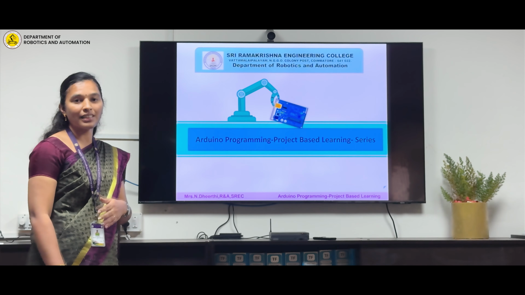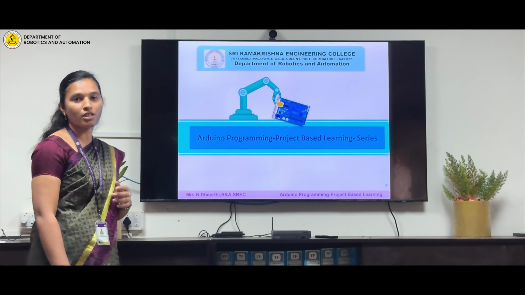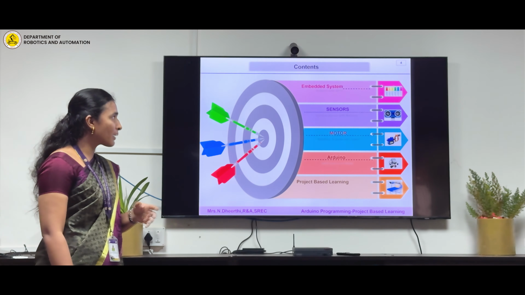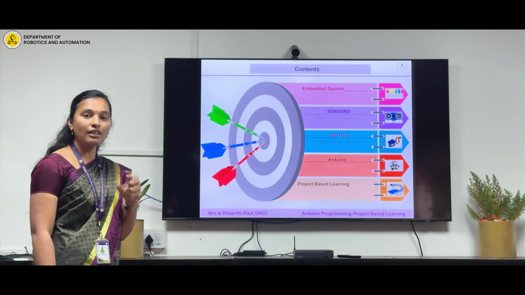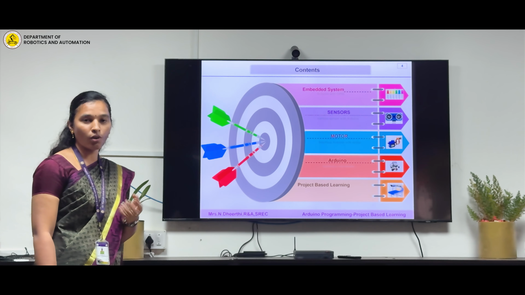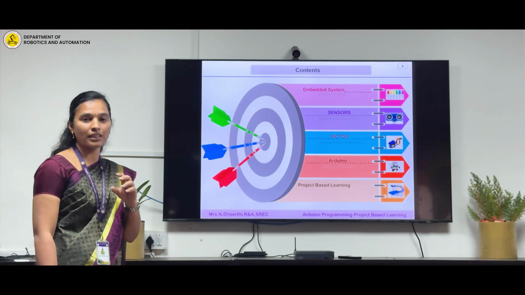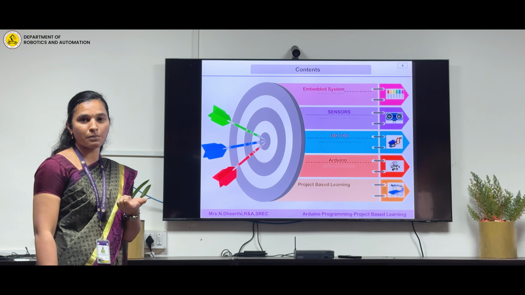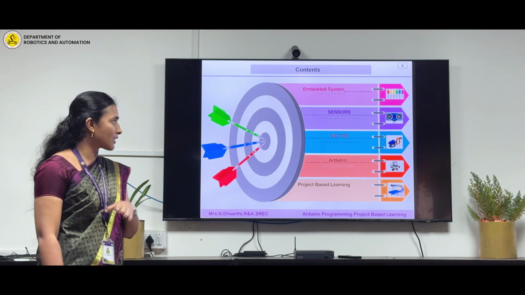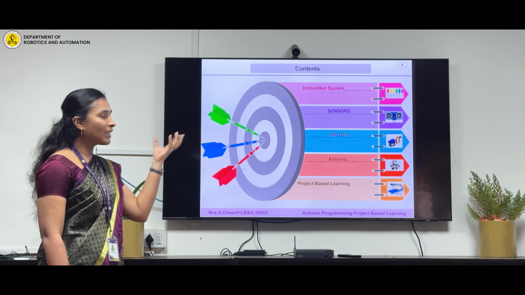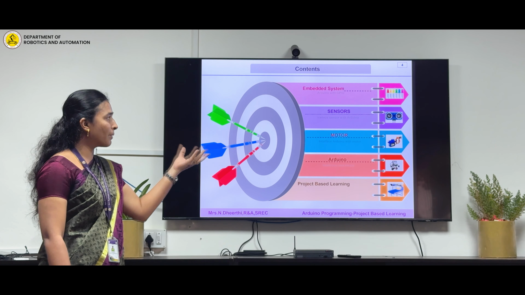I am going to give a lecture series on Arduino programming, which is project-based learning. I am going to explain about embedded systems. I will give an introduction about what an Arduino is, what the various pins available in the Arduino are, what the purpose of each pin is, and on which pins we have to interface sensors and actuators. These things I will be explaining in this embedded system series.